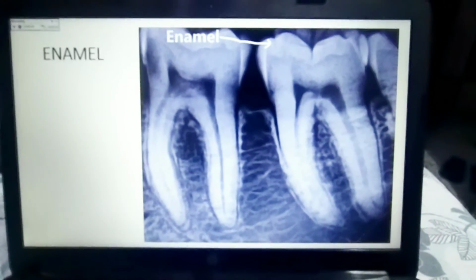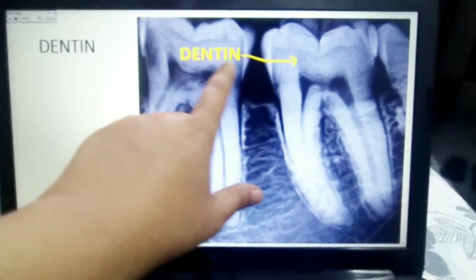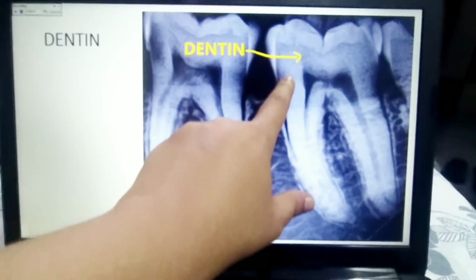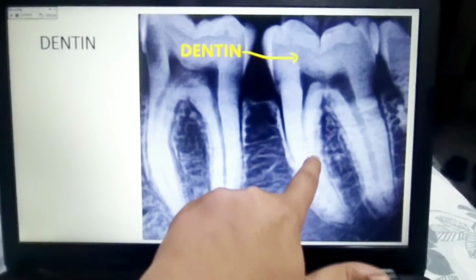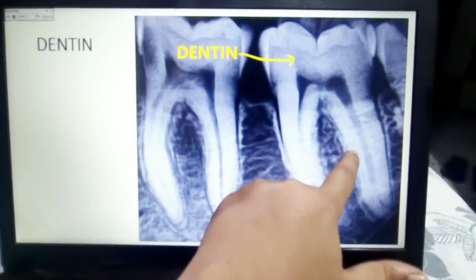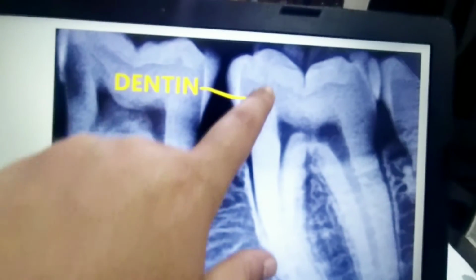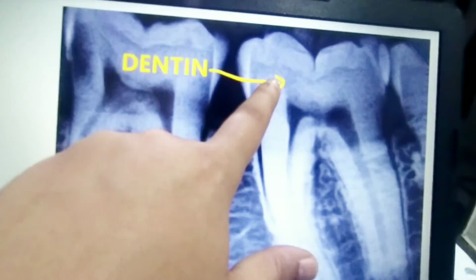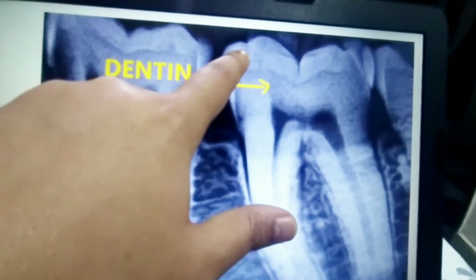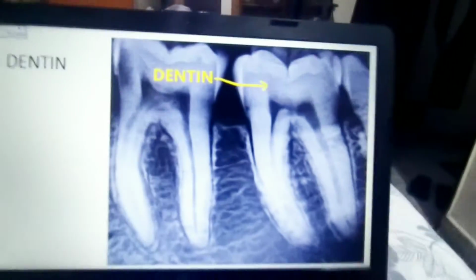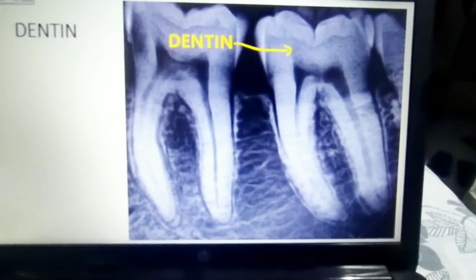Then comes your dentine. Enamel is the one which is covering your dentine. Now second is your dentine. All over here is your dentine. This is your dentine over here. This is your dentine. This whole section is dentine. Now you can clearly see the difference between your enamel and your dentine. Enamel is extreme white and dentine is also white, but it is less white than the enamel. This is how you see a dentine in an x-ray.